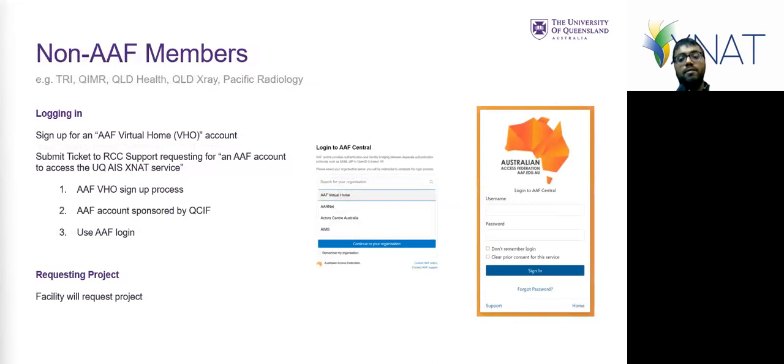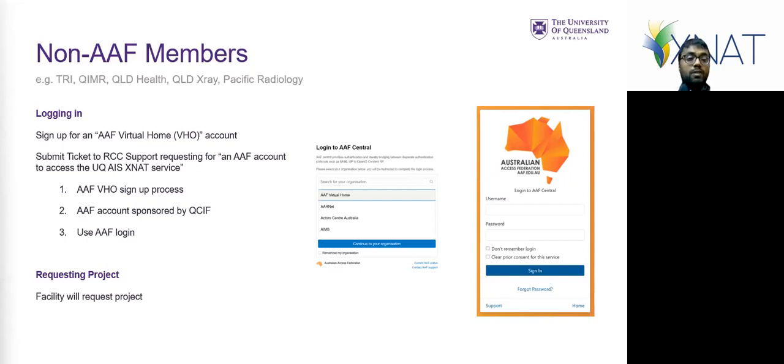Non-AAF users have to use a slightly different process. This usually involves non-university members of TRI, QIMR, QLD Health, and some of the radiology clinics. They have to sign up for what's called an AAF virtual home account. So all they do is submit a ticket to RCC support requesting an AAF account to access the XNAT. They'll be sent an AAF virtual home account sign-up process, and this AAF account is sponsored by QSIF. And then they can use that account that they generate for AAF login.